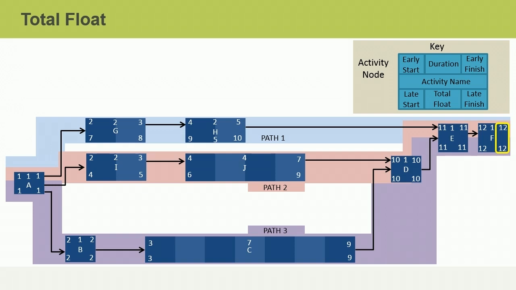Take a moment to review the diagram and identify all activities with 0 float. You may pause the video at any time to determine the answer, and then resume the video when you're ready to hear the correct answer. Activities A, B, C, D, E, and F have 0 float.